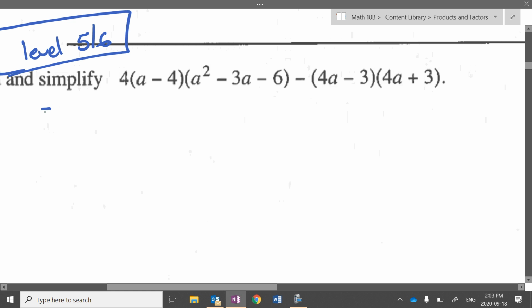My first step, I'm going to multiply this outside 4 in so I don't forget about it. So you only multiply it into one piece. I'm also going to leave a bit of space so I can draw my arrows. 4 times a gives me 4a. 4 times 4 gives me minus 16.